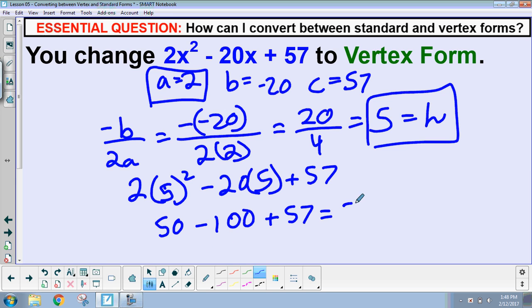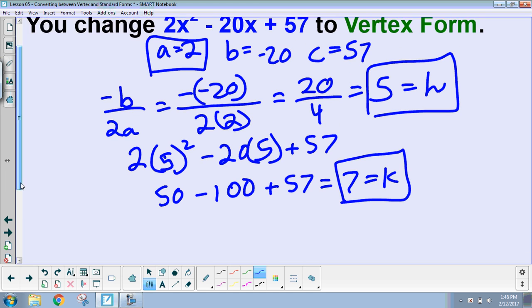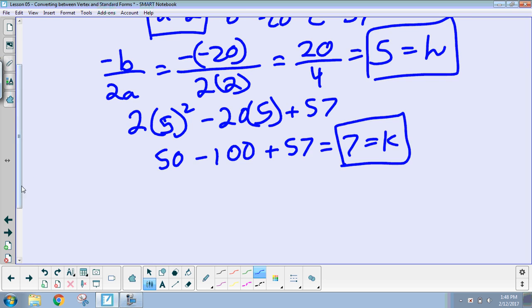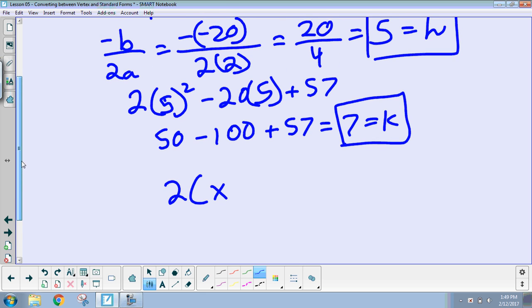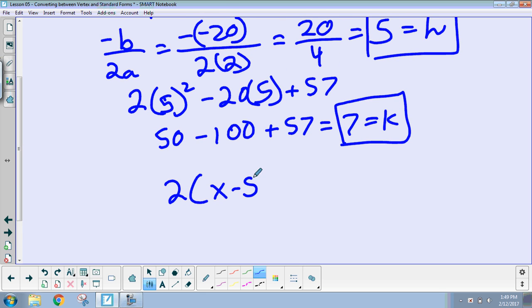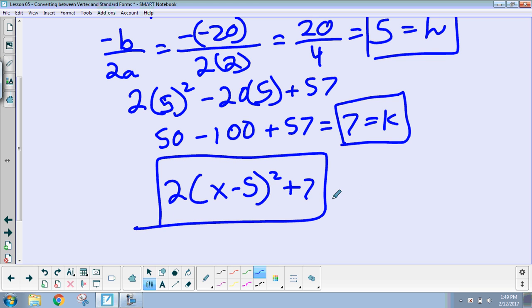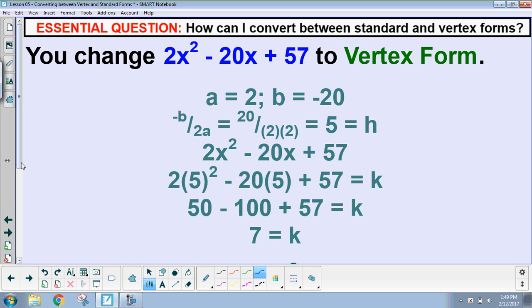And finally, plug all that in. Let's see, A was what, 2? Yeah. So 2 parentheses x minus 5 squared plus 7. Let's check my work. And again, nailed it.